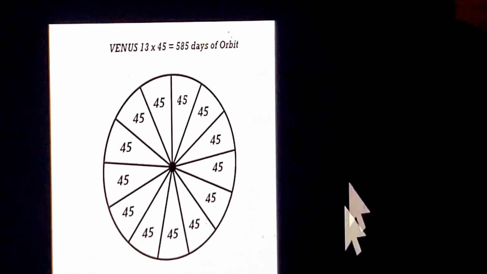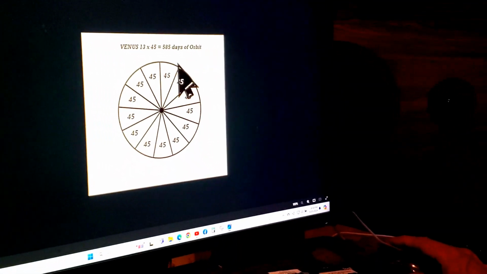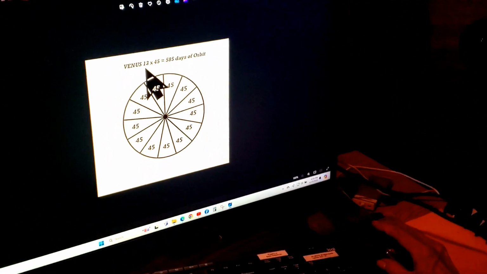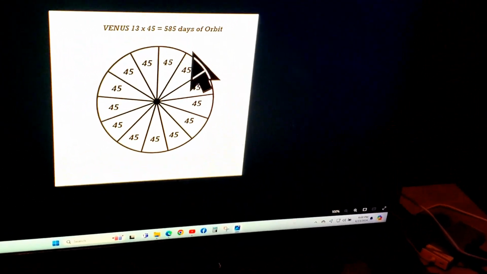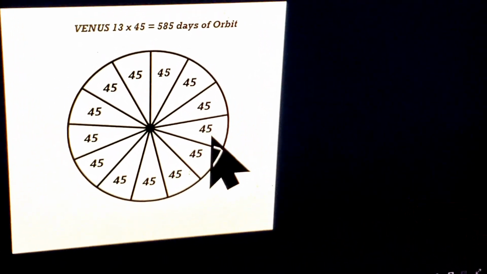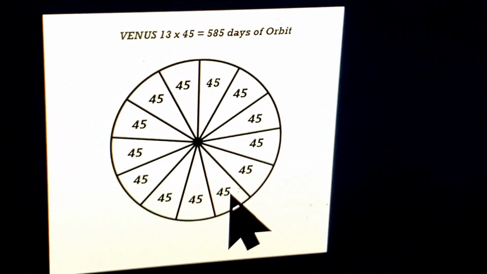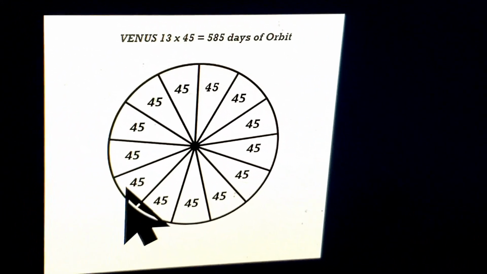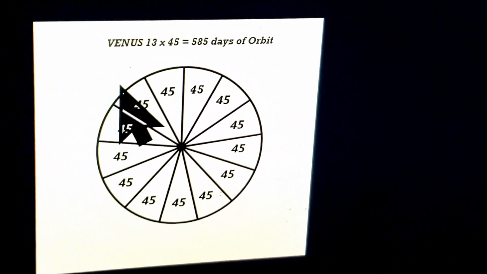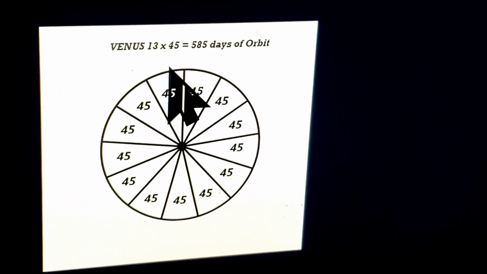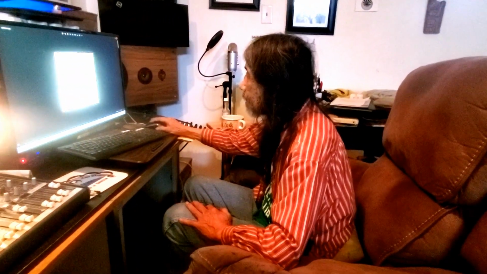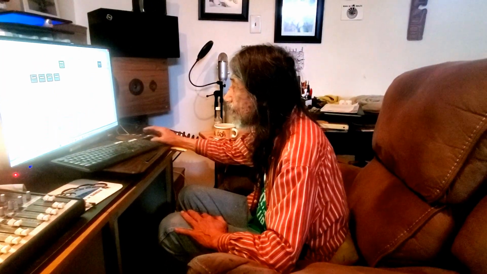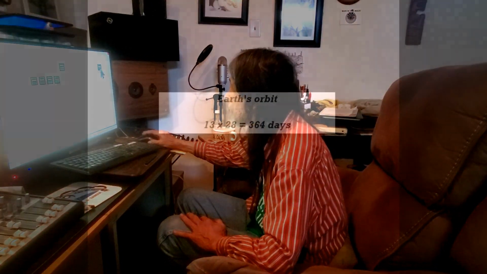Back to my 13 circle again. As you can see, Venus is 13 times 45 days, 585 days. 45 for each slice, 13 times, and it comes back to itself. So that's the 13 times 45 for Venus. Now I'm going to show you the one for Earth, good old Earth.